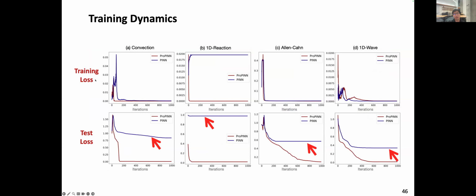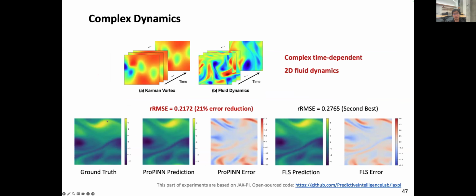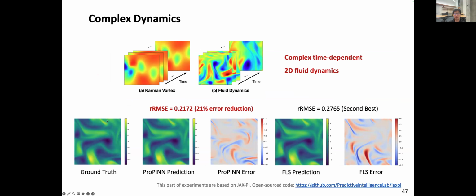And here is a visualization of training dynamics. It's observed that regarding the training loss, both ProPINN and RoPINN can achieve a lower value. However, the blue curve, which corresponds to the vanilla PINN, easily gets stuck due to the propagation failure, if we consider the test loss. And with active propagation, ProPINN can also support the simulation of the dynamics.